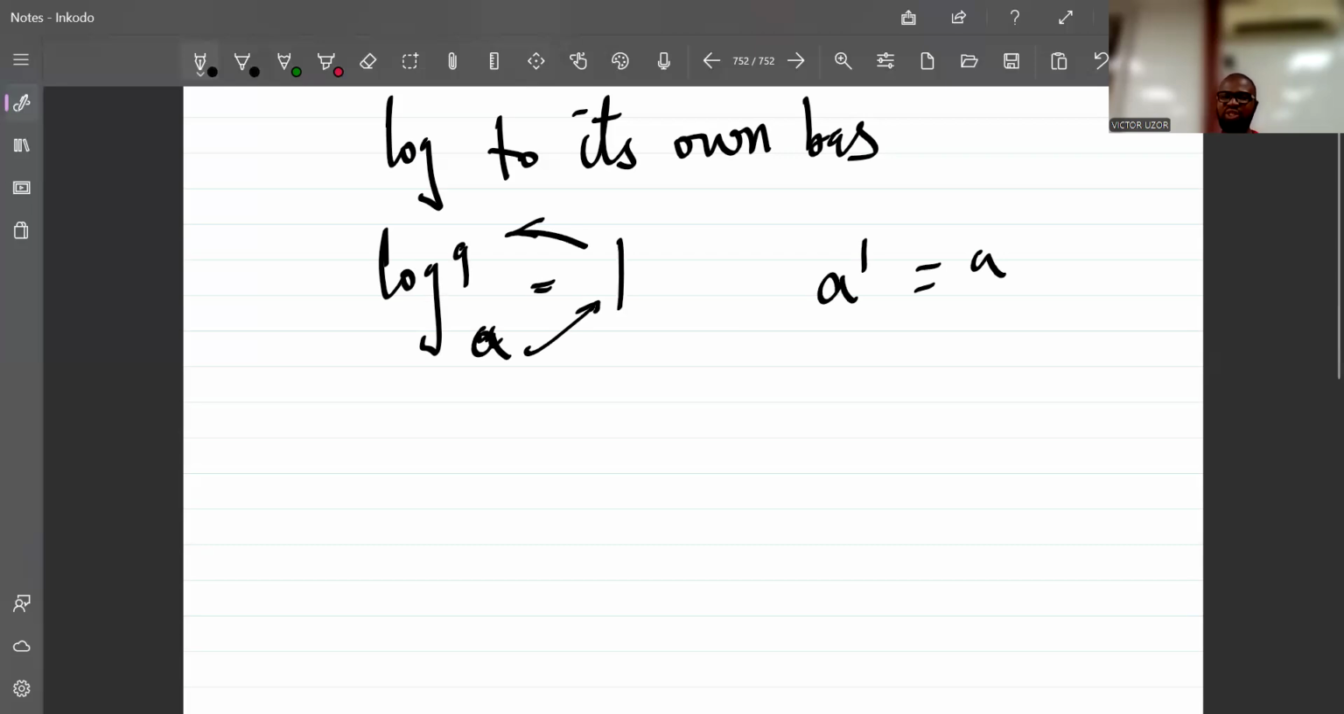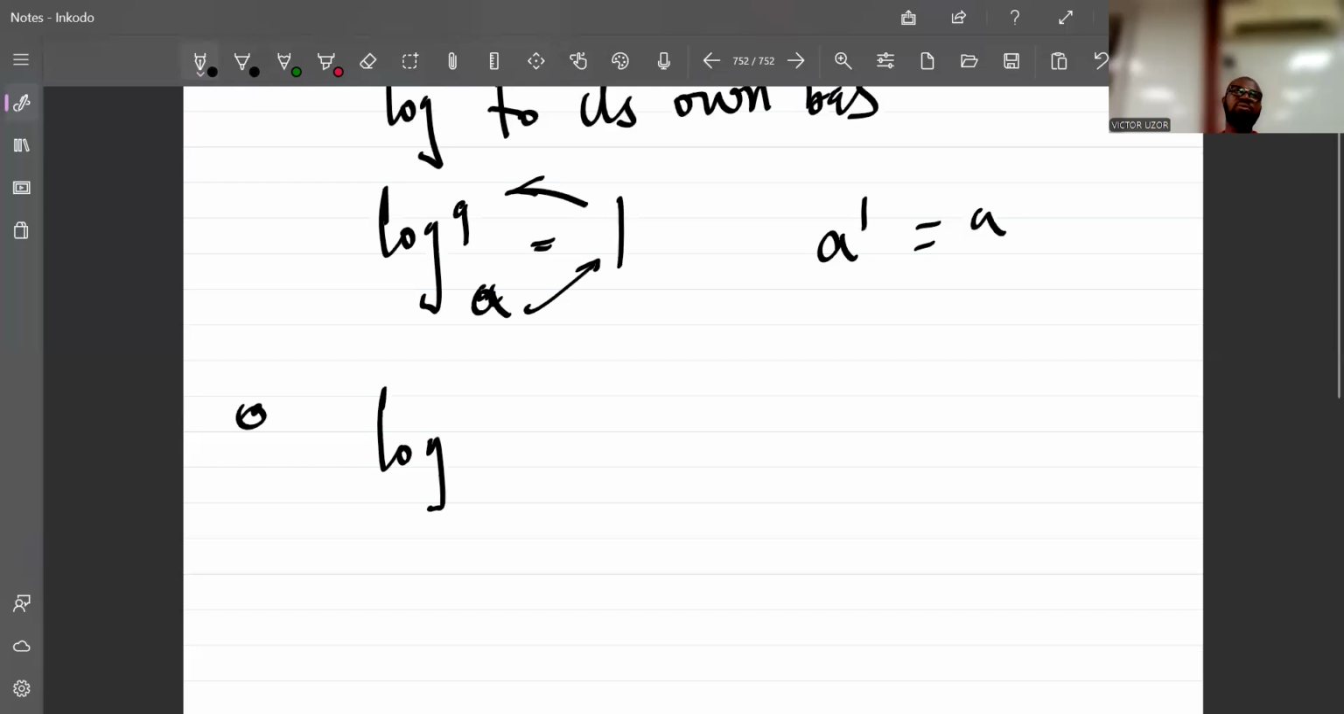Now, having that ideology, another rule is that log 1 base anything is going to give me 0. How? Remember the rule again. This raised to power this will give you this.